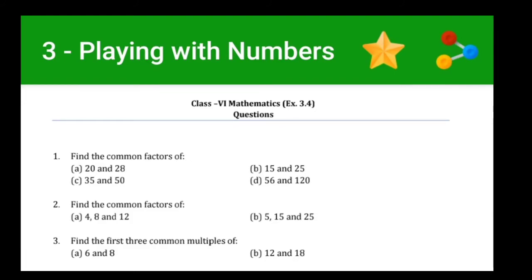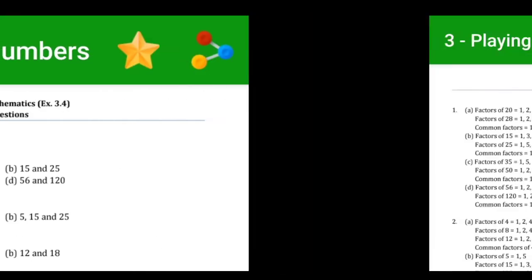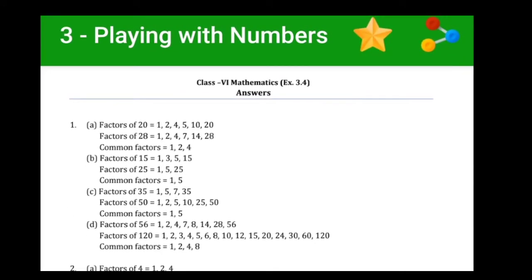Exercise 3.4, question number 1: find the common factors of 20 and 28. In these questions, first we have to write the factors of both numbers, and then find which ones are common. So first, the factors of 20 and 28. Students, we know how to find the factors.